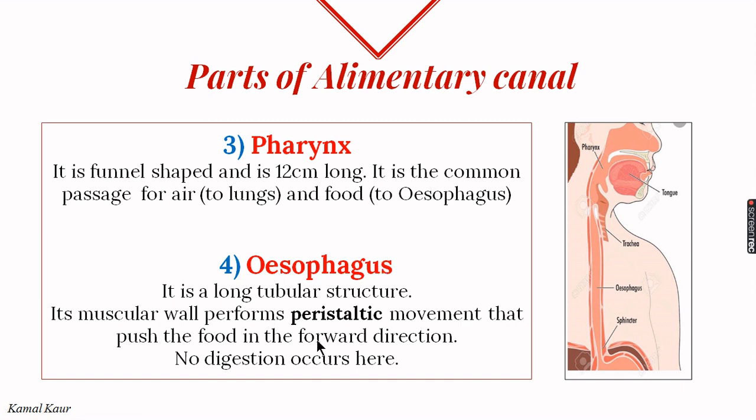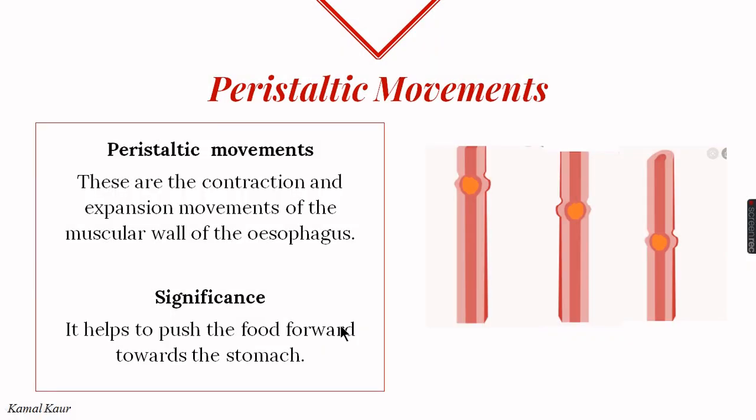And these muscular movements are called peristaltic movements. Now let's see what these peristaltic movements are. The peristaltic movements are simply the contraction and expansion movements of the muscular wall of the esophagus. Now this is the food ball, bolus. Wherever the food ball is, that wall will relax, but the wall of the esophagus just above the bolus will contract. As a result, this bolus will be pushed downwards.